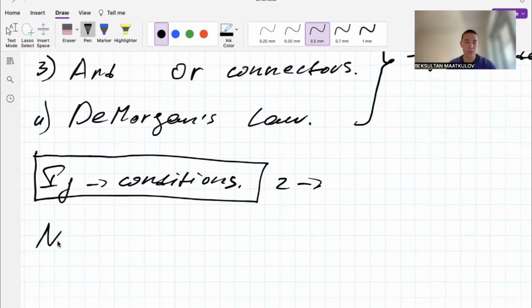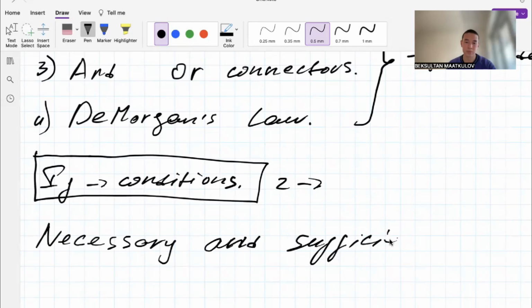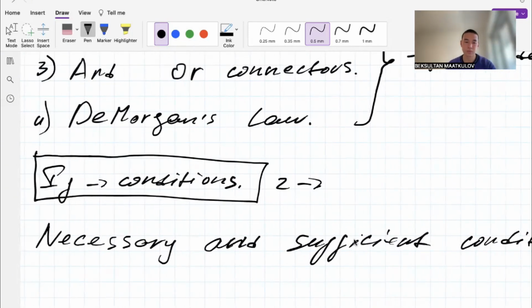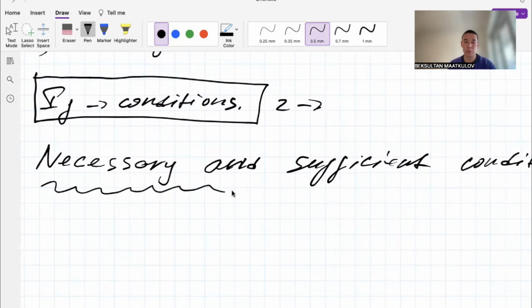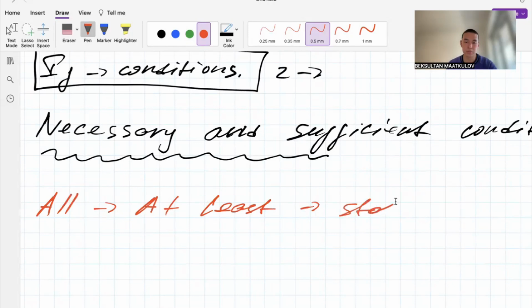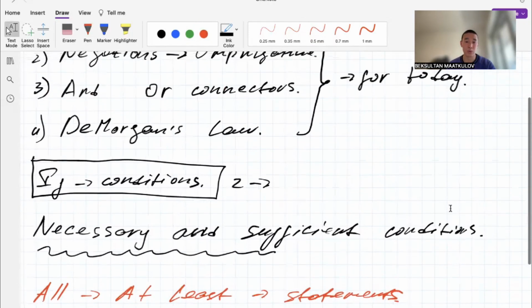Okay, also we'll study necessary and sufficient conditions. Okay, this is a really important topic because you'll have a lot of exercises on necessary and sufficient conditions. And also, we'll study all, at least, statements. Yeah, I know it may appear something new, but it's not really hard.